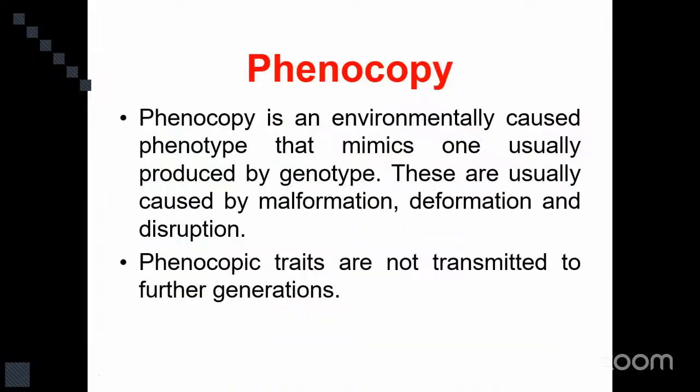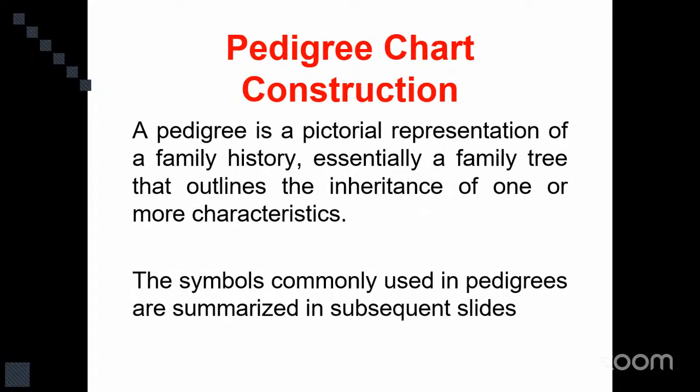Phenocopy is another interesting thing that we must also know, because here we are talking about a scenario where a defect can be caused by environmental factors, but they look as if they are genetic. This can lead to malformation, deformation, and disruption during growth or development in the womb. Phenocopy traits are not transmitted to further generations because they are not genetically constituted. So that's one of the things that we must keep in mind.